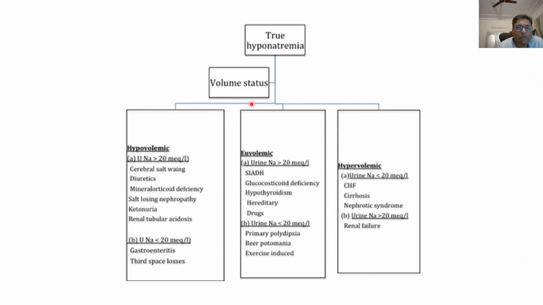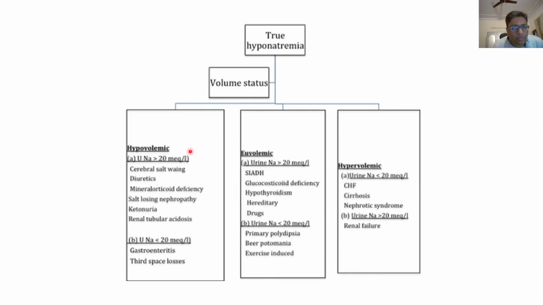So true hyponatremia: look at volume status. If the patient is hypovolemic and the kidneys are fine, then the kidneys should try to retain sodium. So urine sodium should be less than 20 milligram per liter. Whenever you have third space losses or gastroenteritis, the kidney will try to retain sodium, and urine sodium will be less.